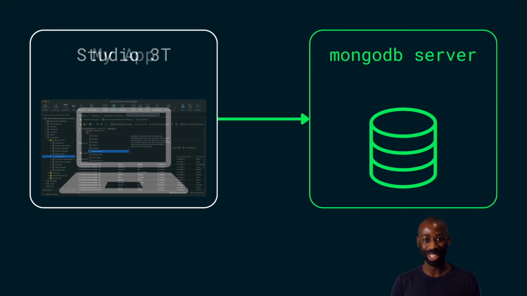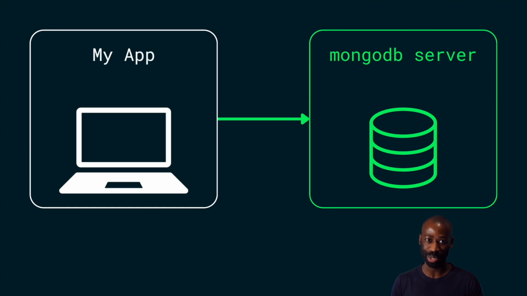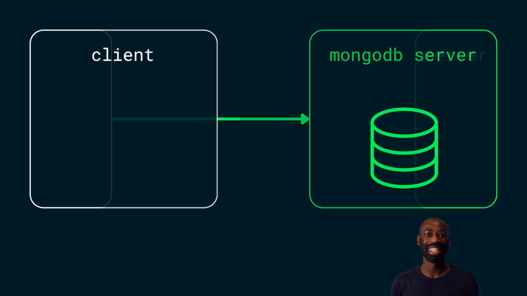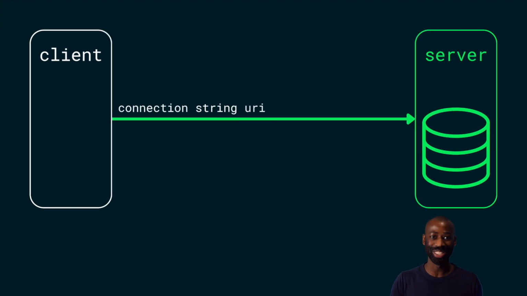And of course, applications can also interact with a MongoDB server. Mongo provides several drivers that act as a bridge between your source code and the server. So you have drivers for Node.js applications, Java, Python, and many more. The only thing all those clients have in common is that they use a connection string URI to connect to the server. So the connection string URI has the following format.